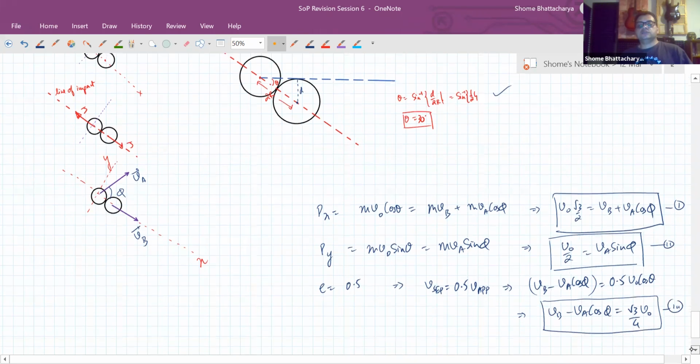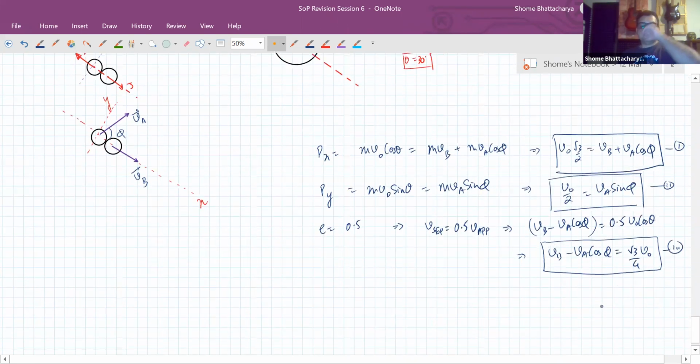And as it turns out, we have three variables to find out: vA, vB, and phi. So we just compare equation 1 and equation 3.